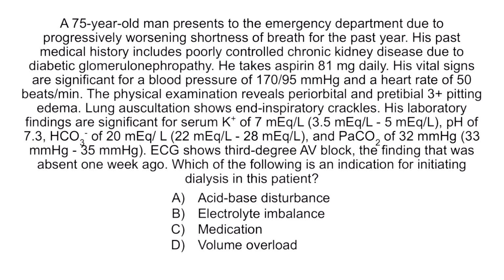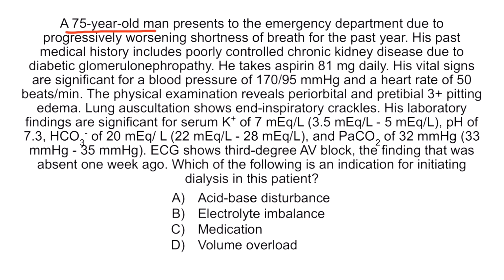His laboratory findings are significant for a serum potassium of 7, pH of 7.3, bicarbonate of 20, and PaCO2 of 32. ECG shows third-degree AV block, a finding that was absent 1 week ago. Which of the following is an indication for initiating dialysis in this patient? A. Acid-base disturbance. B. Electrolyte imbalance. C. Medication. Or D. Volume overload.